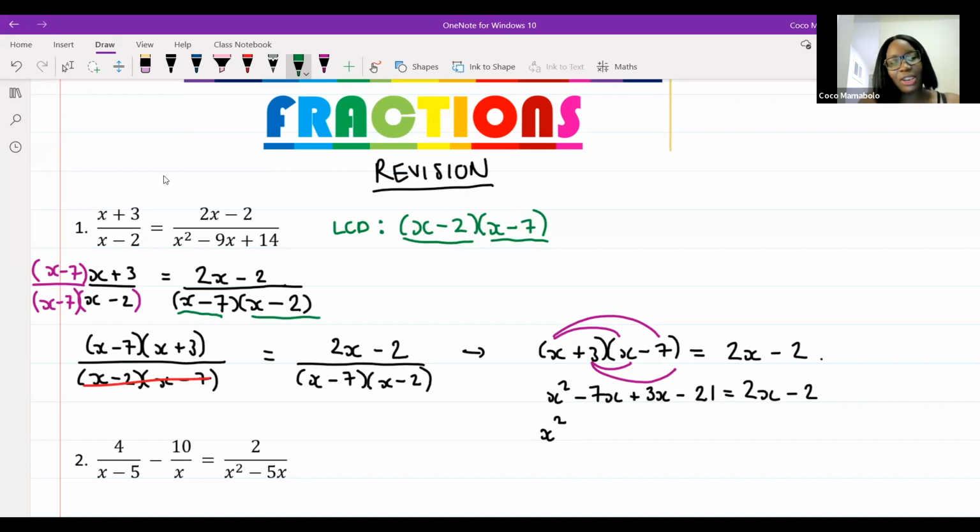Nobuke says, ma'am, teacher Coco once said we cannot cancel the bottom and the bottom. Yes, Nobuke, we can't do that in an expression, okay? In an expression where we only have one denominator. But in this case, we are comparing two denominators. Okay, we are comparing because of this equal sign.